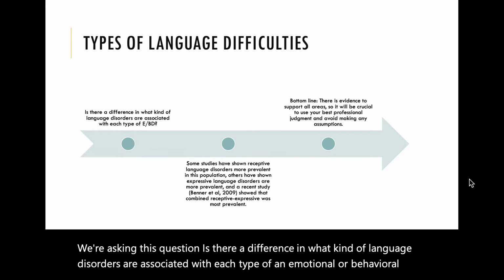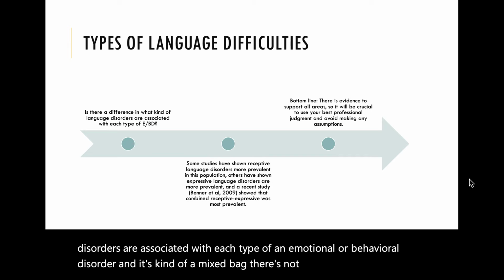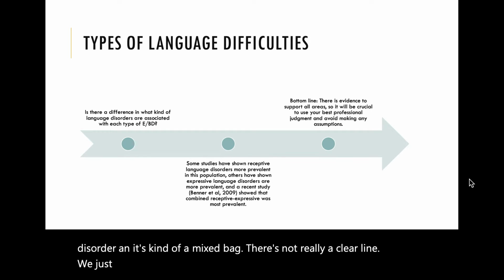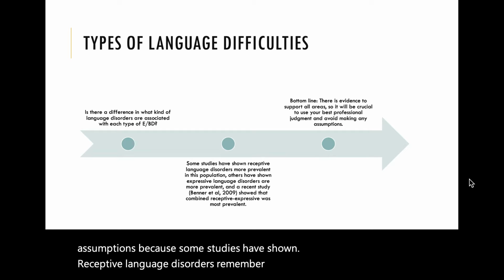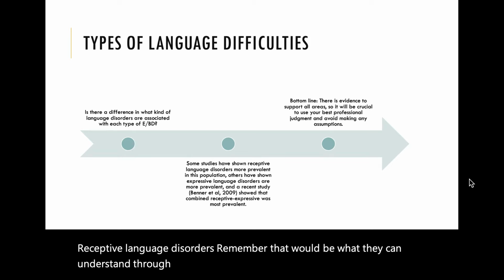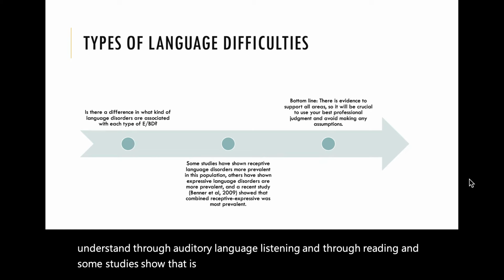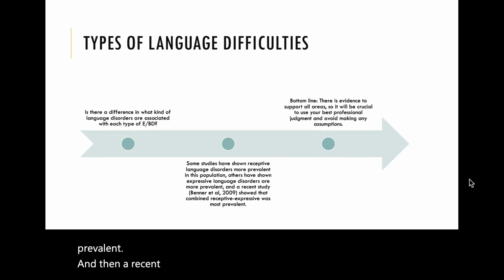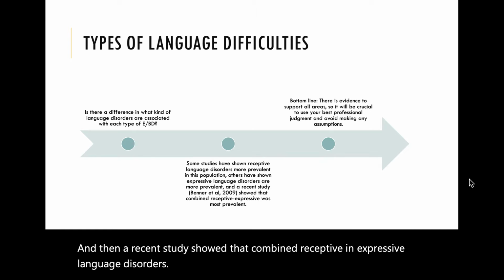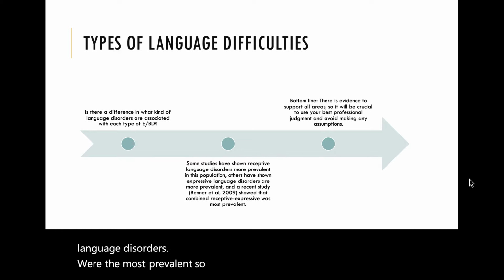And it's kind of a mixed bag. There's not really a clear line. We just know from the research at this point that we can't make any assumptions because some studies have shown receptive language disorders. Remember, that would be what they can understand through auditory language, listening and through reading. And some studies show that that is more prevalent in this population, and others have shown expressive language, speaking, writing disorders are more prevalent. And then a recent study showed that combined receptive and expressive language disorders were the most prevalent. So basically, there's research at this point for all three.